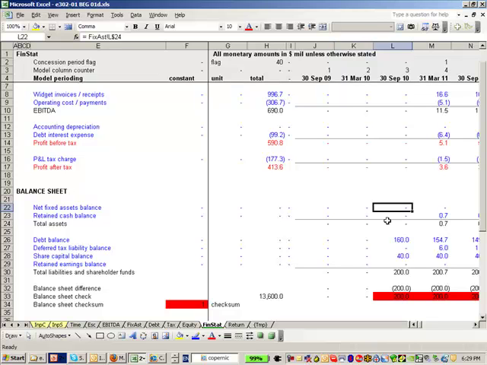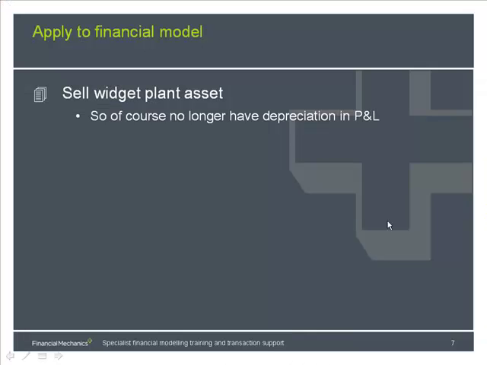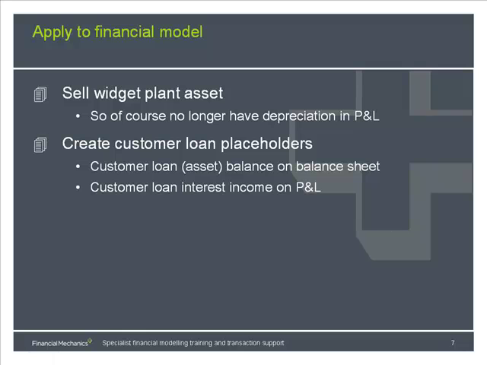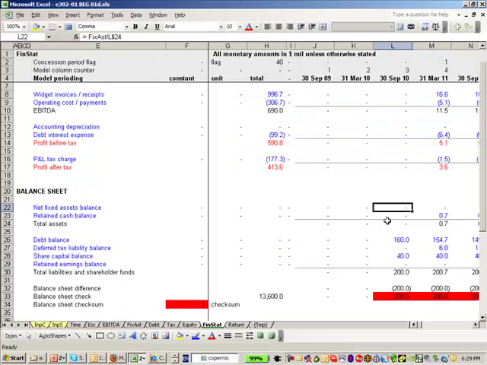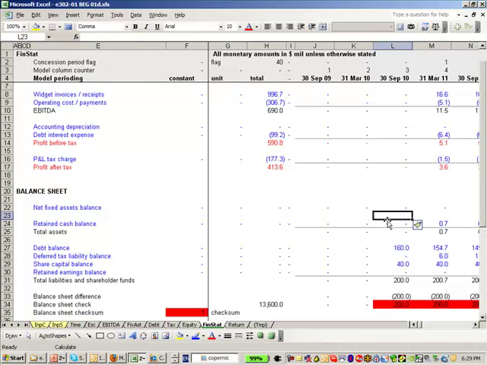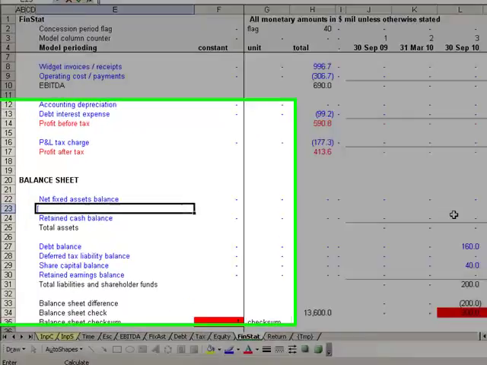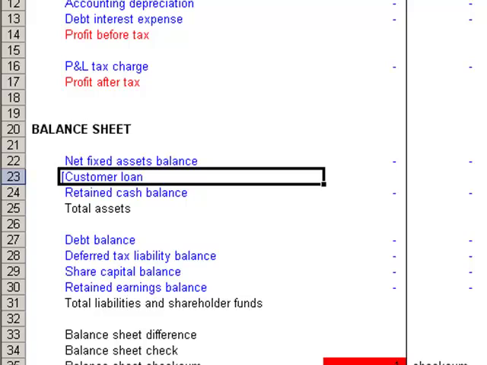So the next thing on my checklist is to set up some placeholders. I'm going to look at the customer loan, just a general term I'm using for this asset, our loan to the customer. We're going to set up some placeholders both in the balance sheet and in the profit and loss statement. So let's get that job done. Let's insert a row here. Pretty simple stuff. I'm just going to call it customer loan.